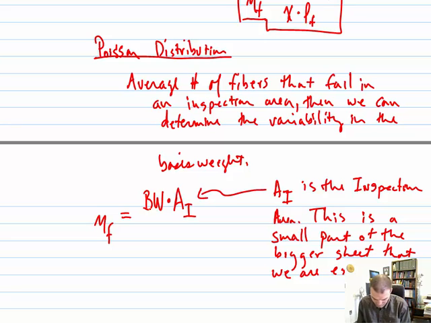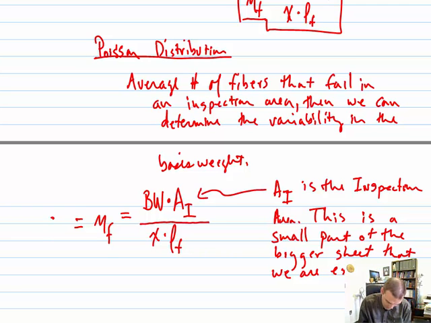So now, if we take this basis weight and we multiply it by an inspection area, that gives us the average mass per inspection area. So if we know the average mass per inspection area, and we divide this number by the coarseness times the length of the fiber, this will give us the number of fibers within a given inspection area. We use a little bit different term for this because what I'm trying to determine here is the number of fiber centers, right?